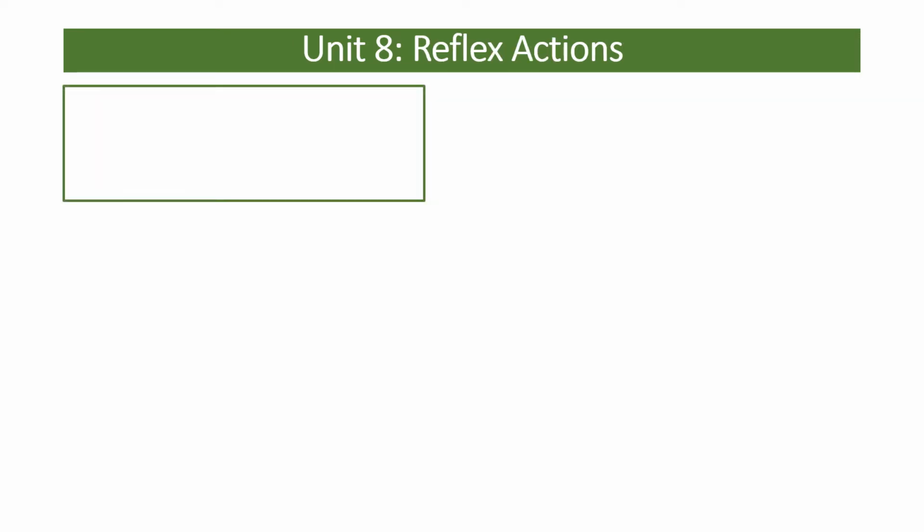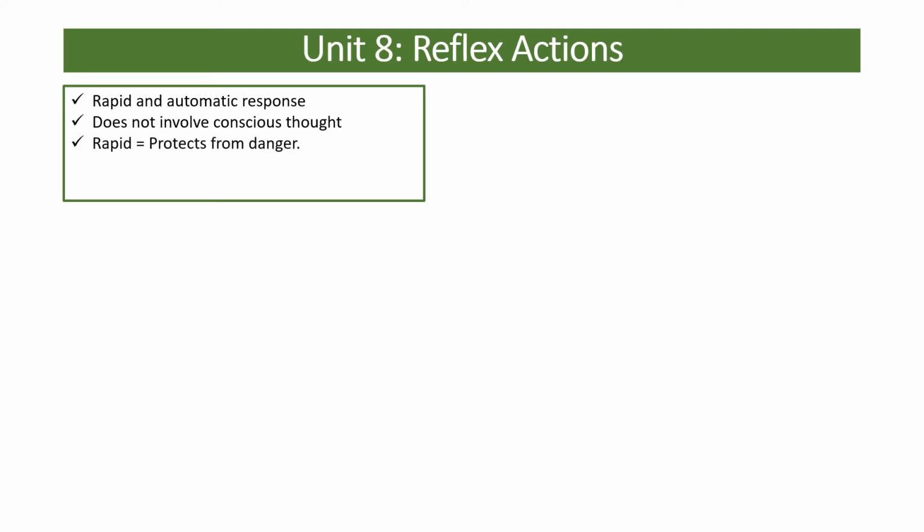One thing that nerves do, which we need to know in detail, is control reflex actions. Reflex actions are rapid and automatic responses that don't involve conscious thought, although you can override them if needed. They are rapid because that protects your body from danger. So if you burn yourself, for example, and pull your hand away quickly, you're less likely to get serious damage.